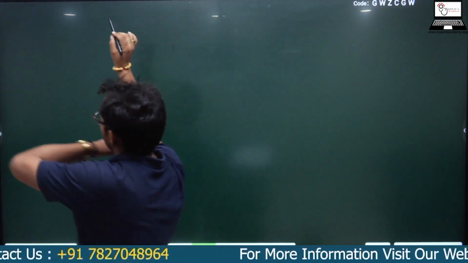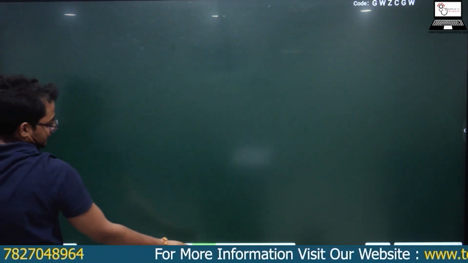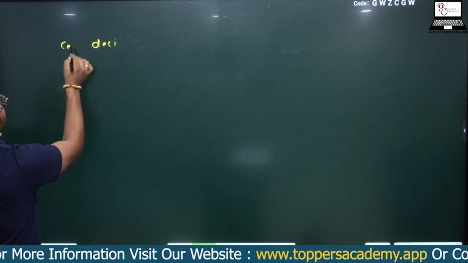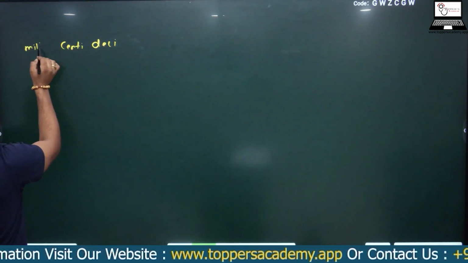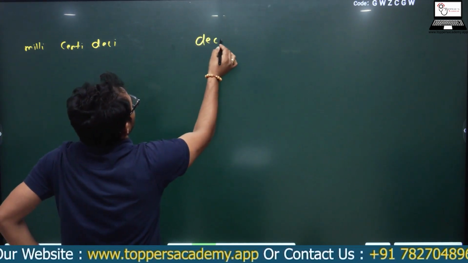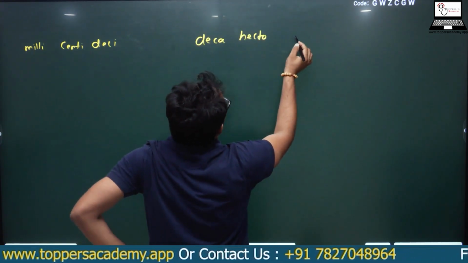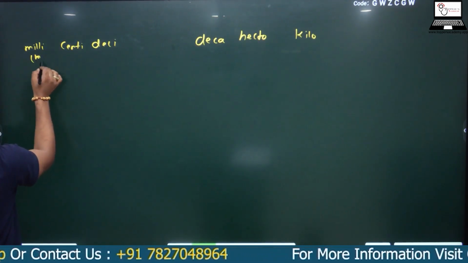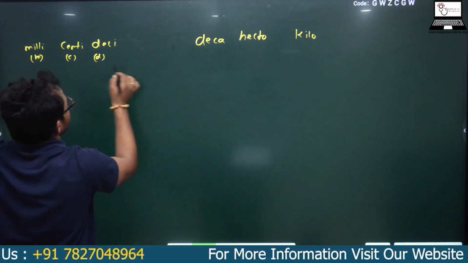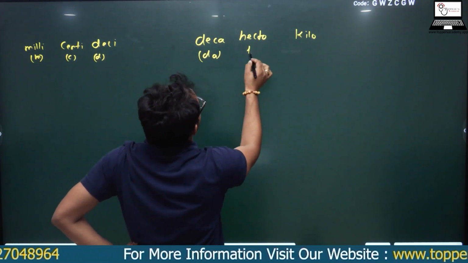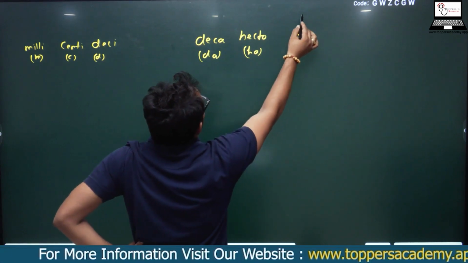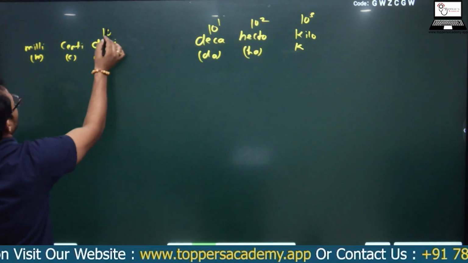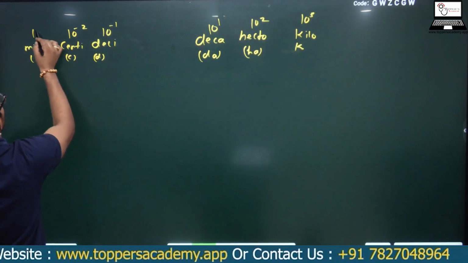Now listen. Deci, centi, milli, deca, hecto, kilo, right? It is represented by small m, it is represented by small c, it is represented by small d, it is represented by da, it is represented by h, it is represented by small k. The meaning of this is 10 to power 3, the meaning of this is 10 to power 2, 10 to power 1 or 10, 10 to power minus 1, 10 to power minus 2, 10 to power minus 3.